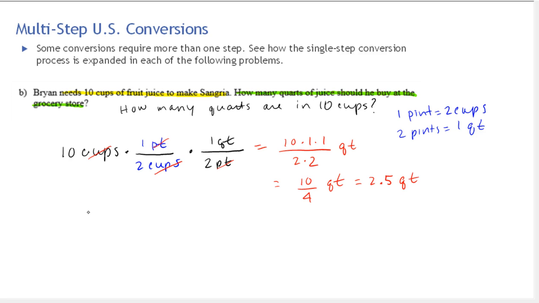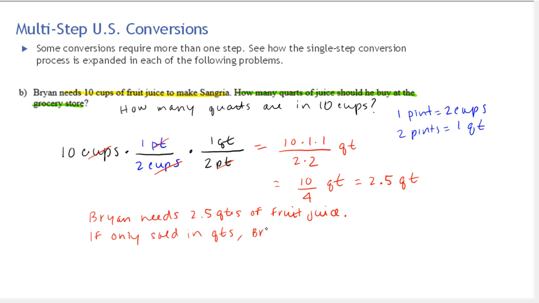So we can say Brian needs 2.5 quarts of fruit juice. If only sold in quarts, Brian should buy 3, so he has enough. You don't want to run low on sangria. Brian should buy 3 quarts.